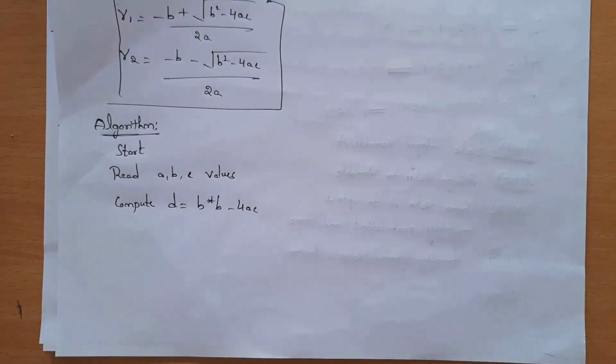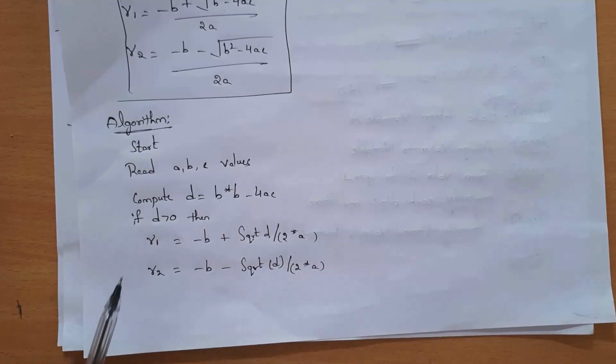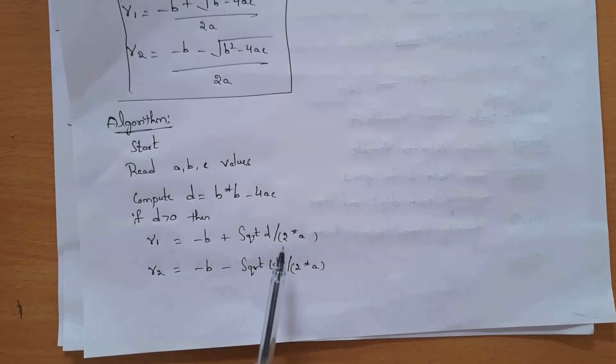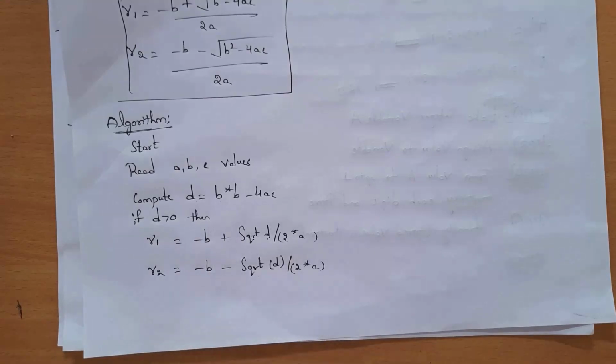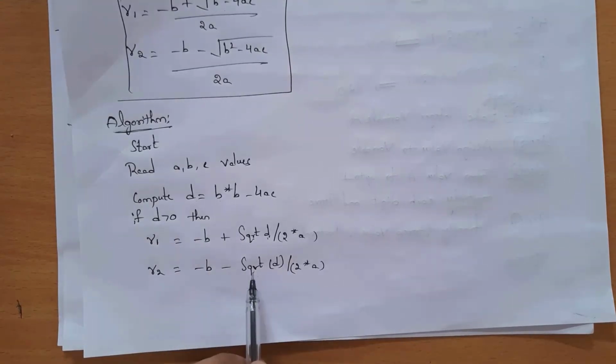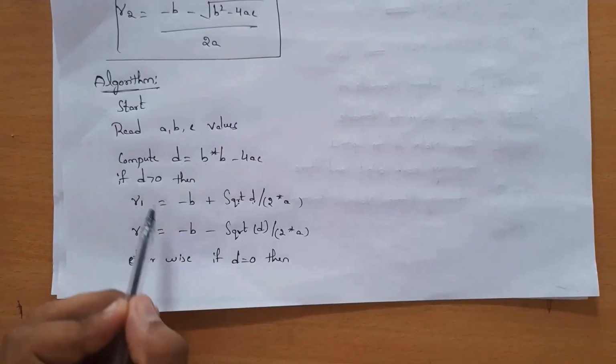After that, step 4 is if d value is greater than 0, then we can apply these formulas. They are R1 is equal to minus b plus square root d by 2 into a. Square root d is nothing but d contains formula, that is b into b minus 4ac. And similarly, R2 formula is minus b minus square root d by 2 into a. If d value is greater than 0, then we can apply these formulas.